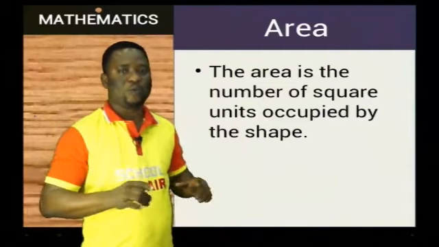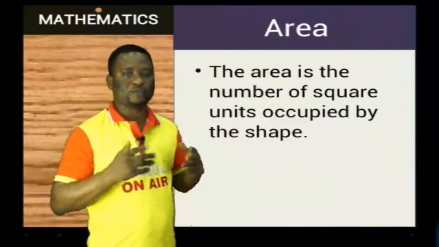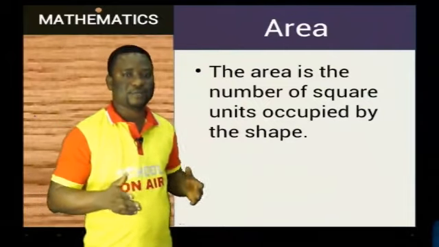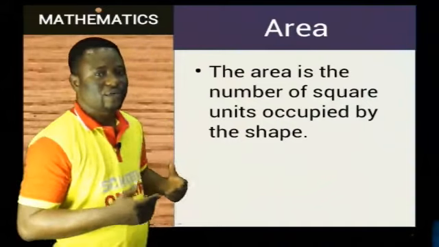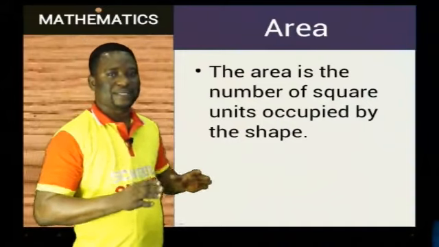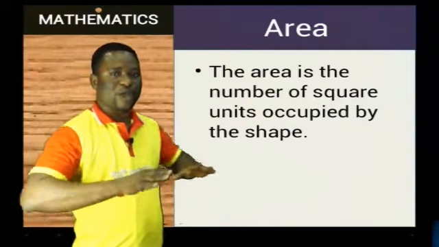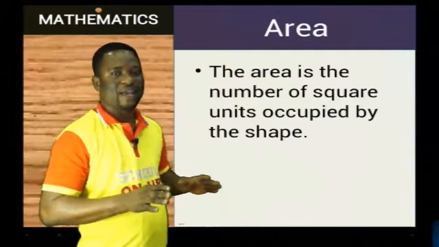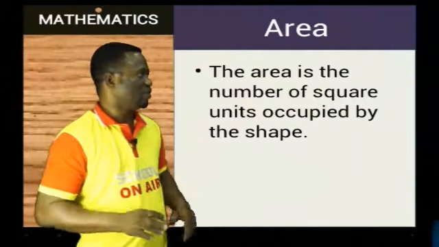particular ground. One will say square. It can be in terms of millimeter, in terms of centimeter, in terms of meter. So the number of squares that the shape is able to occupy or cover, that is the area of that plane shape.